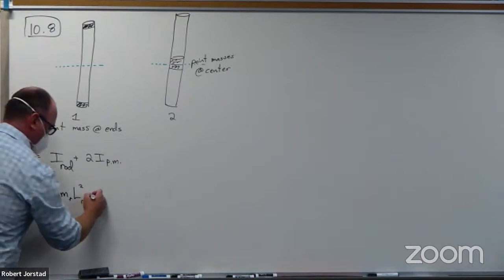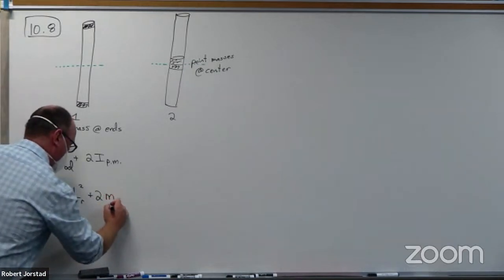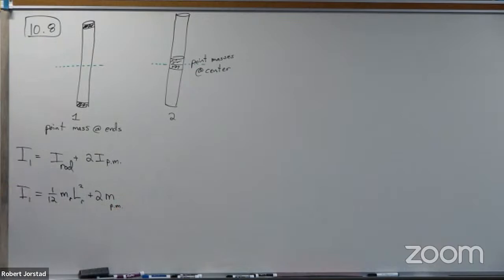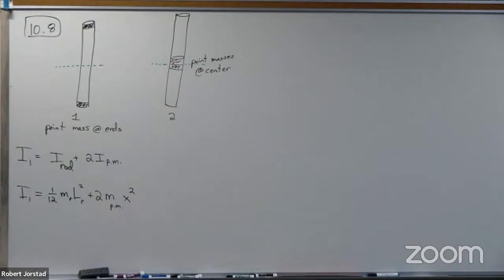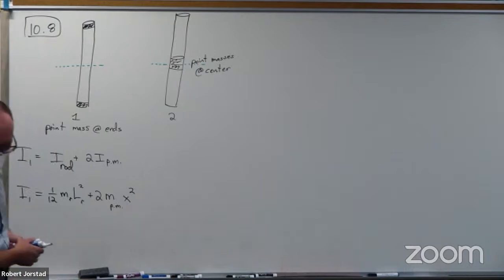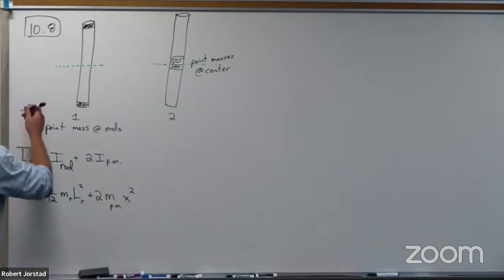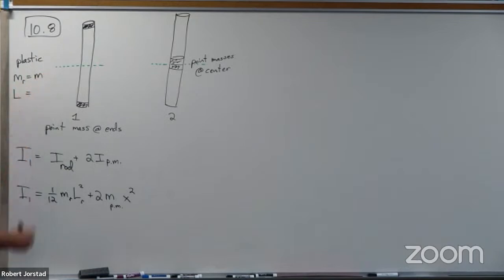Now I have these 2 point masses. Does anybody see the formula for a point mass in there? M x squared. So I'm going to say mass of the point mass times x squared. In this case, we were given some dimensions here. So the pipe, or whatever the plastic, has mass m and length is L. Oh, it's just L.